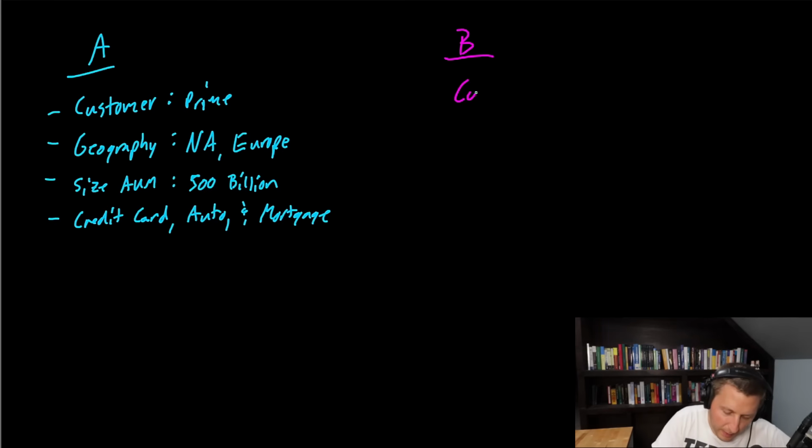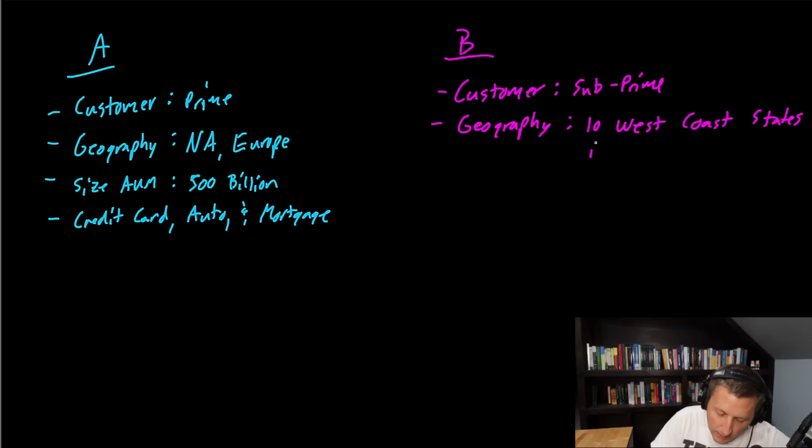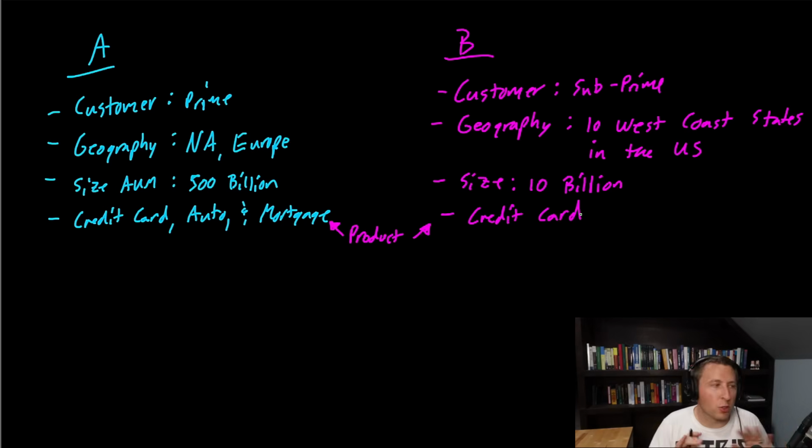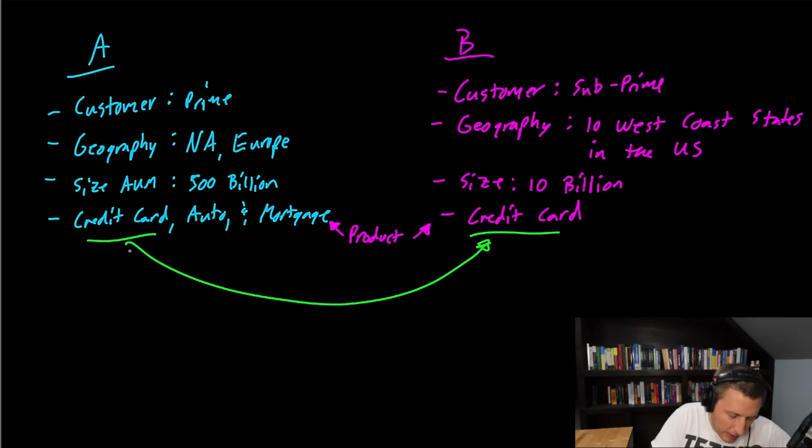Now let's switch over to Bank B. Bank B's customer is going to be subprime. Their geography is going to be 10 West Coast states in the US. Their size is going to be, say, 10 billion. And their products, again, let's say it's just credit card. So we have two banks, two different sizes, two different geographic locations. The commonality is that they're in the credit card business, so this should be the same, and you would assume their customers would be the same, and therefore we could use the same data and get similar models.